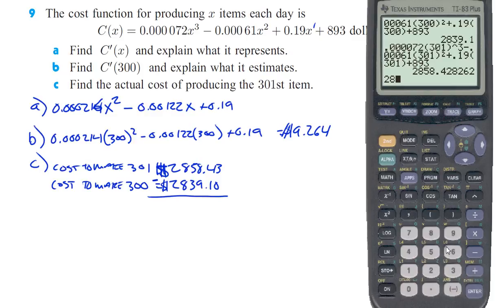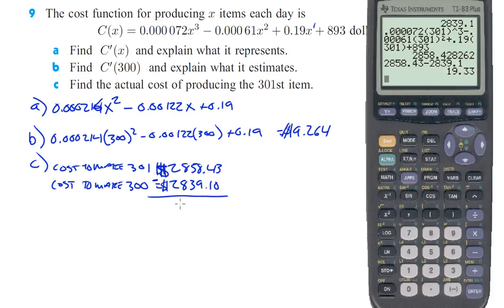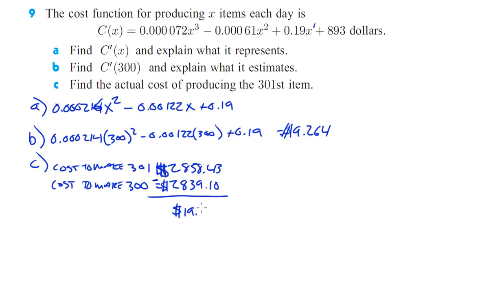So we got our 2858.43 minus 2839.1. And that gives us $19.33. That's the more exact answer on how much it takes to produce the 301st item instead of just the 300. Okay, so again, we estimated it to be $19.26. It's actually $19.33. So that's pretty close. That's pretty good. Okay. All right.